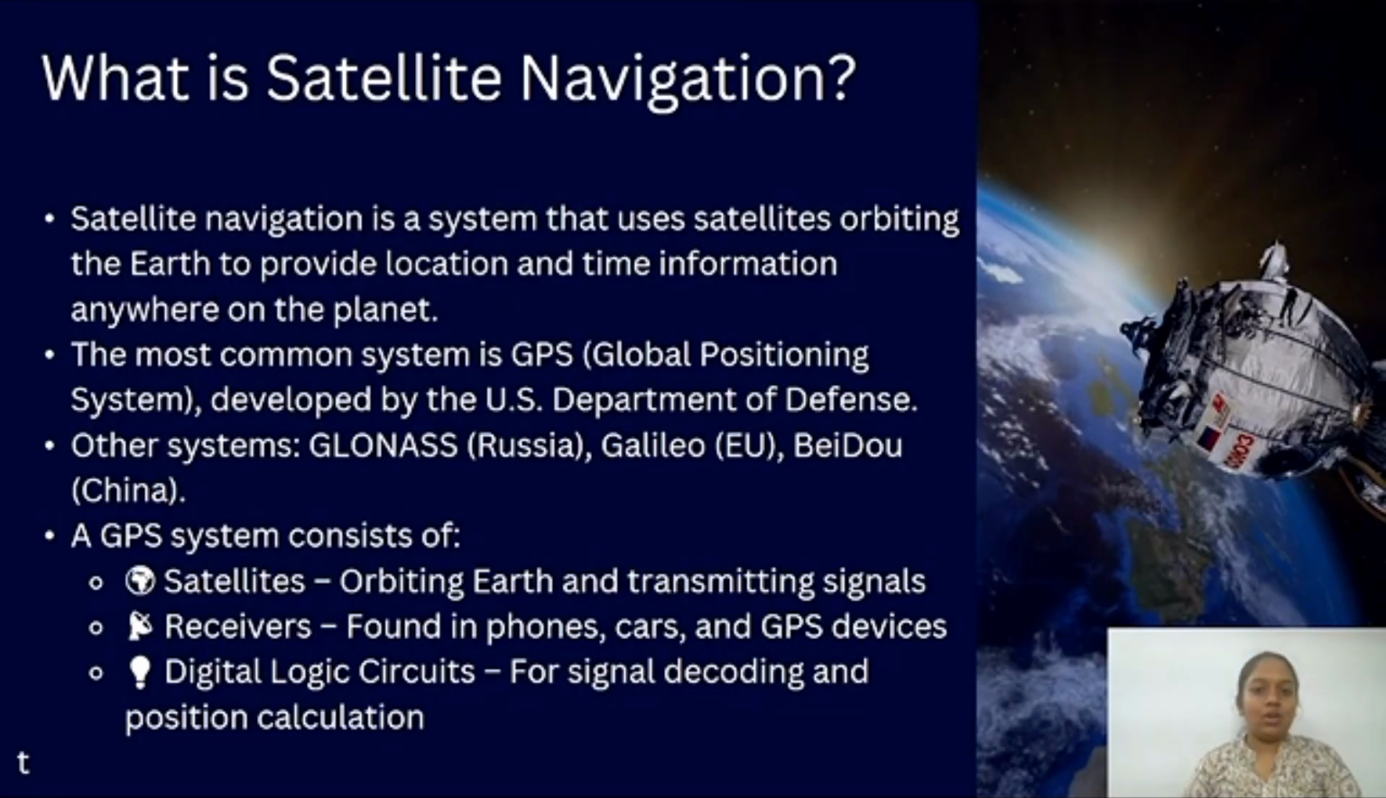So first of all, it's important to understand what satellite navigation is. In simple words, it's a system that uses satellites to tell you your exact position and time, no matter where you are on Earth. The most popular system is GPS, which was originally developed by the US Army, but there are other systems too, like GLONASS from Russia, Galileo from Europe, and BeiDou from China.